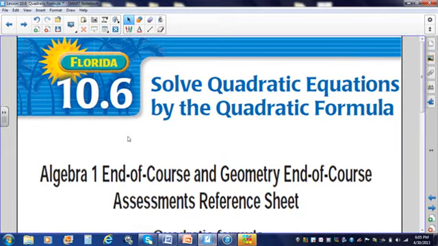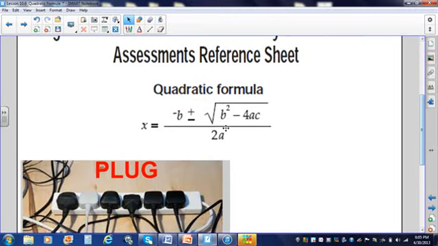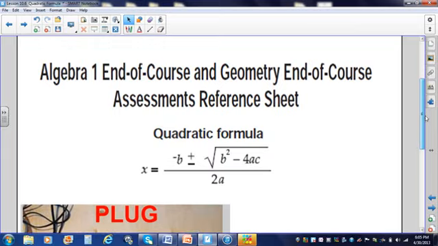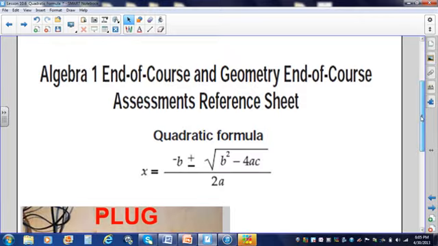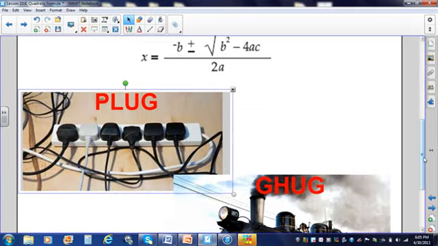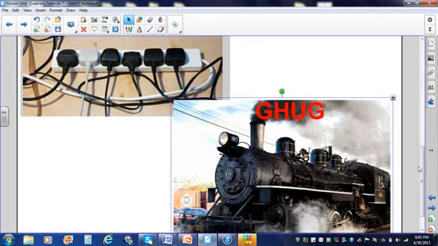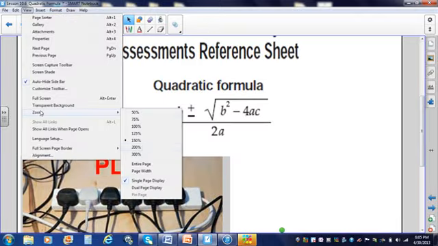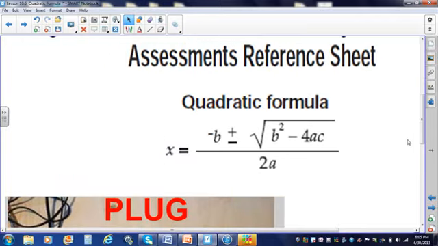Today's podcast is going to be on lesson 10.6. We're going to be talking about the quadratic formula. Now, the quadratic formula looks really scary, but you know what the nice thing about it is? It's on your reference sheet, so you don't have to memorize it. You just have to be able to plug and chug. So go ahead, take a moment, write down the quadratic formula. It will be on your reference sheet, but go ahead and take a minute to write it down.